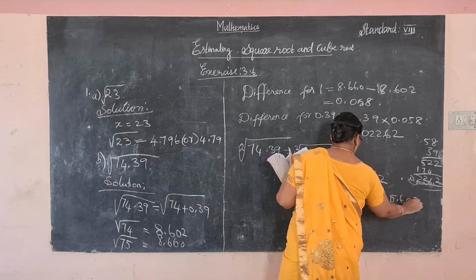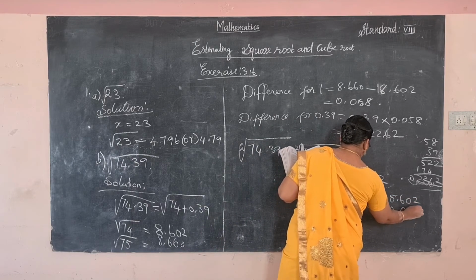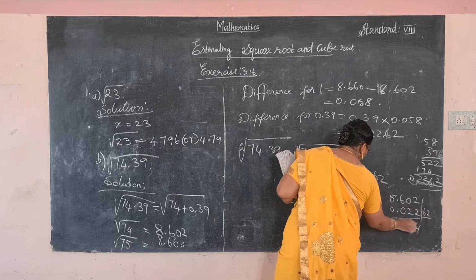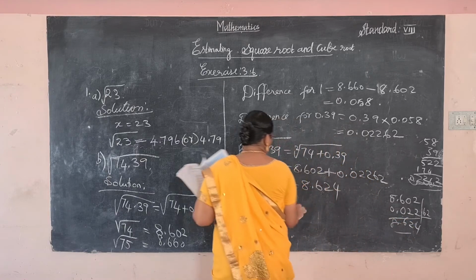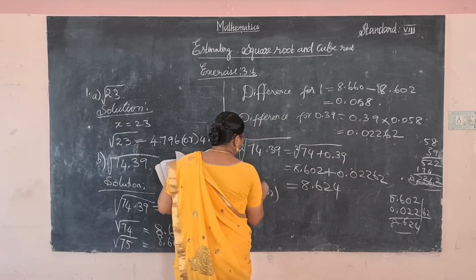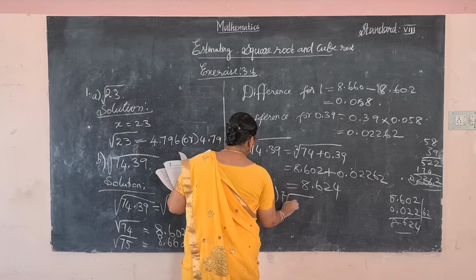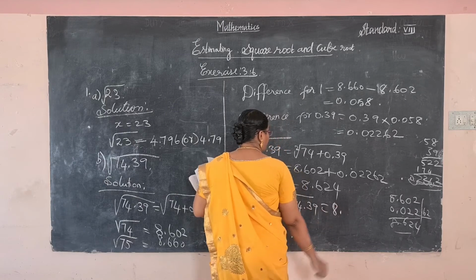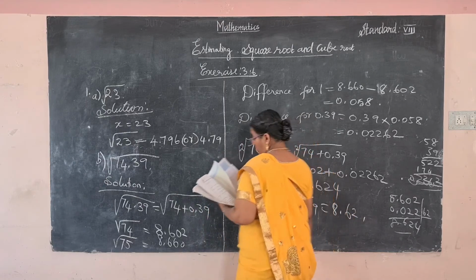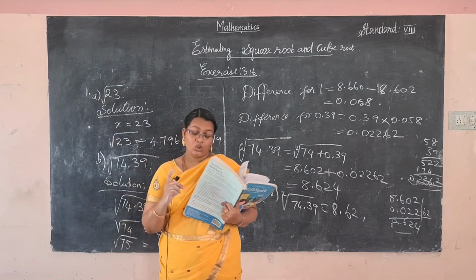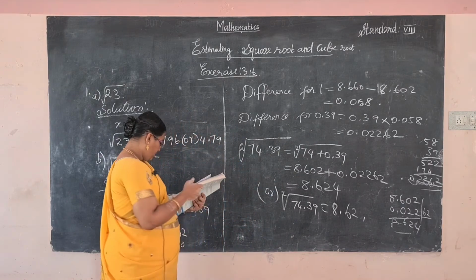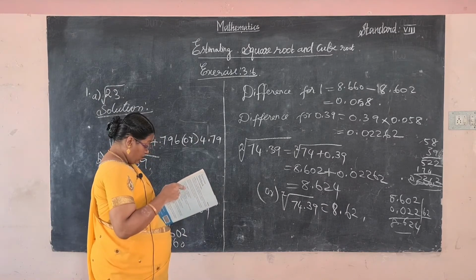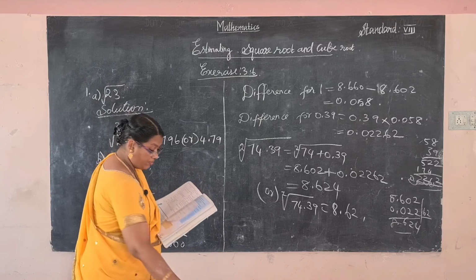Here 0.02262 is there. So omit this. Okay, and then we need 2 decimal places only. So the square root of 74.39 is equal to 8.62, correct up to 2 decimal places. Okay, so the third one is homework. Now move to the second problem.